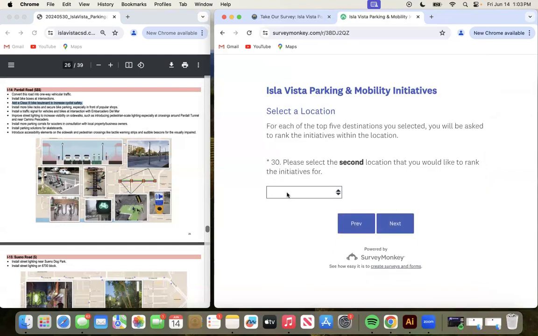And move to your next page, and you will see the remaining 4 locations that you've picked. And so you'll just keep repeating this process until you've ranked all of the initiatives for all 5 of the locations that you've picked. So we already answered our first location. You can see the check mark here. And now we will move on to the second location that we picked, which was Sábado Tarde.